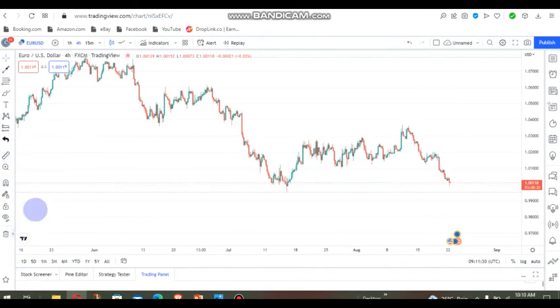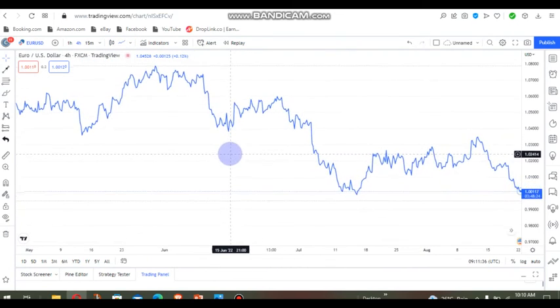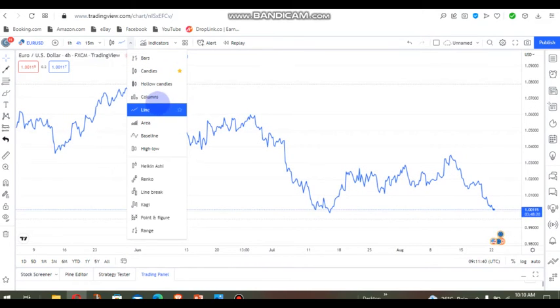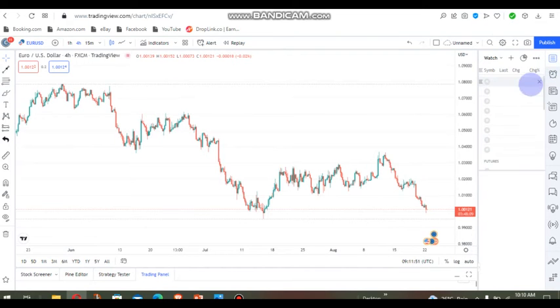Those are all the tools you'll be using to analyze the market. So you need to be very friendly with this TradingView. If you have time, you go to your laptop or your phone, type tradingview.com, and try to go around and see how things are.